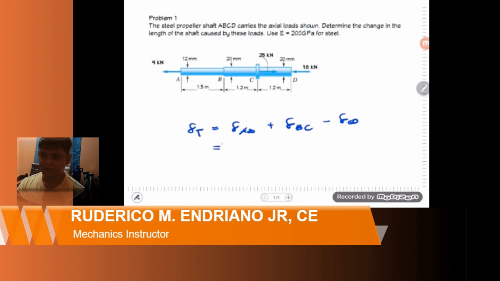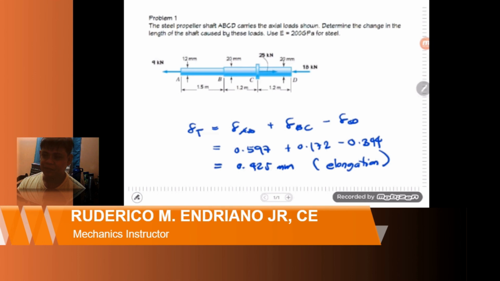And now, 0.597 plus 0.172 minus 0.344 will give us a total change in length of 0.425 millimeters. And since the answer is positive, we have elongation. So the bar or the shaft will increase by 0.425 millimeters.